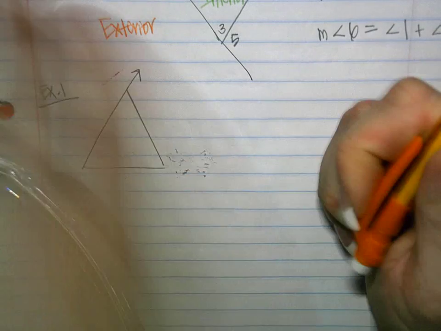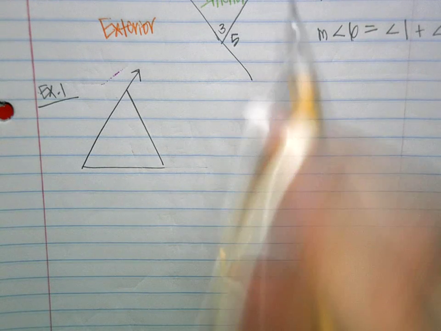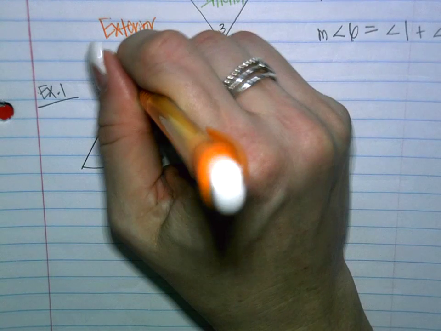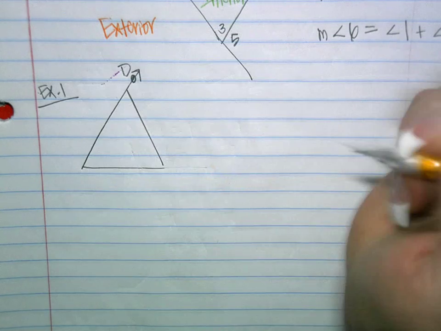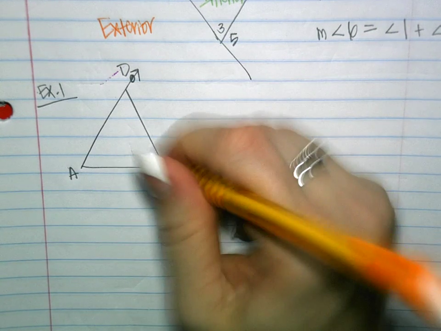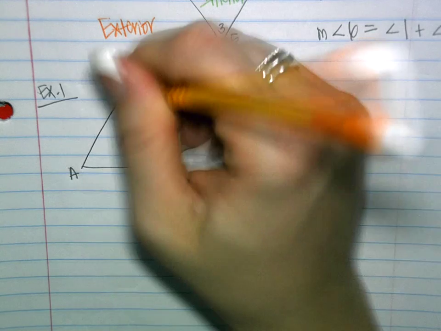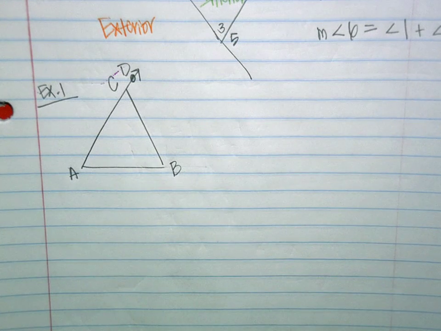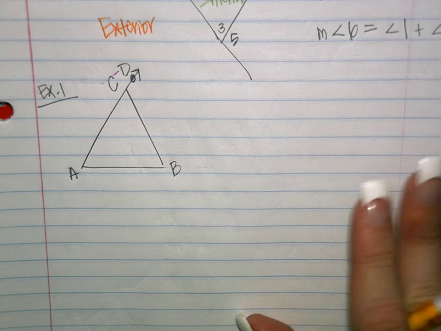We're not going to label with 1, 2, 3s. I'm going to use letters this time. Okay? So outside here is point D. And then the lower left is A, lower right is B, and up top is C. D is just the point. Like David? Sure.